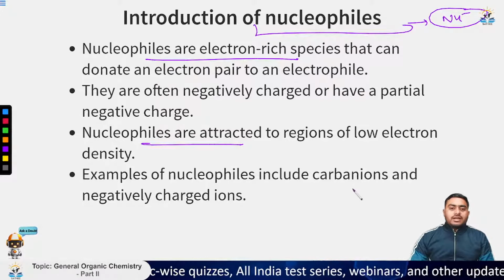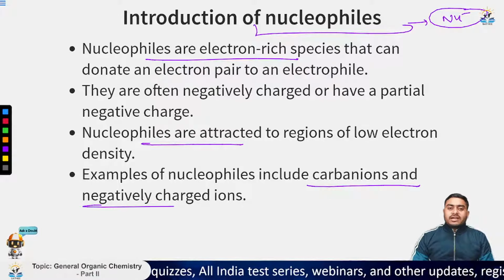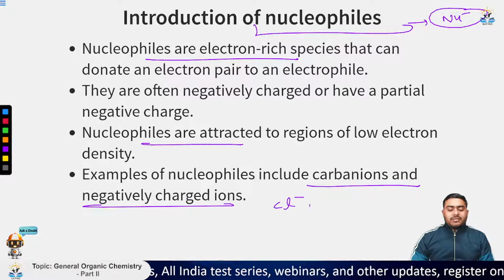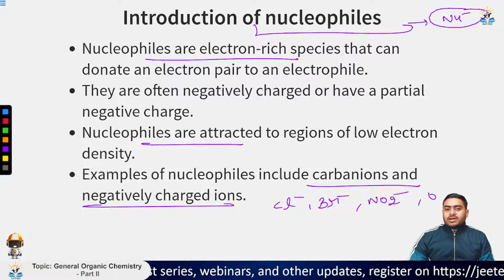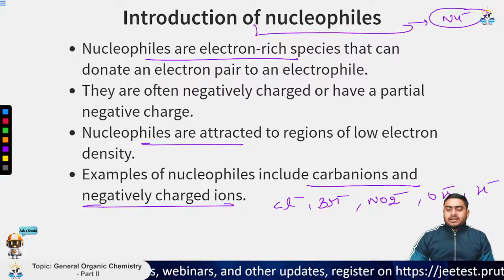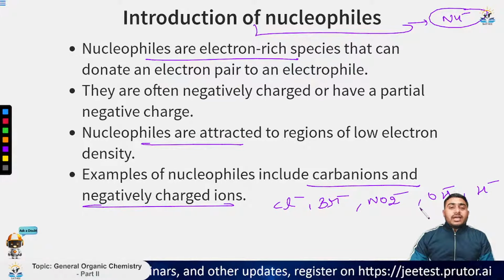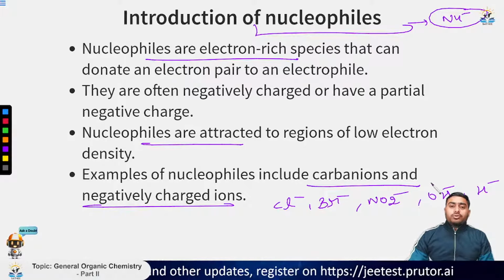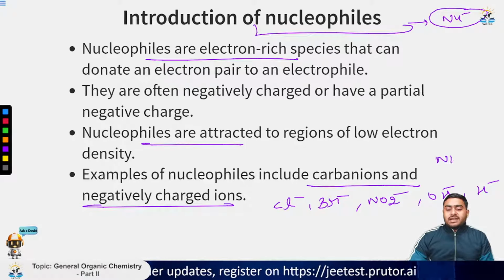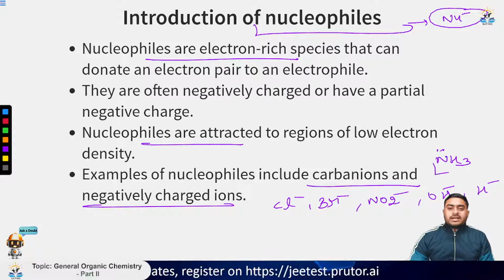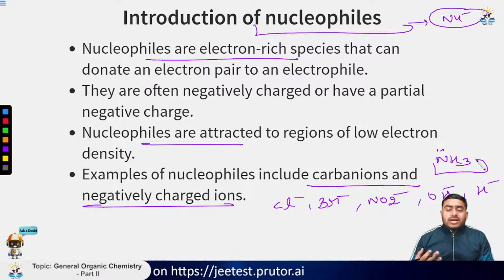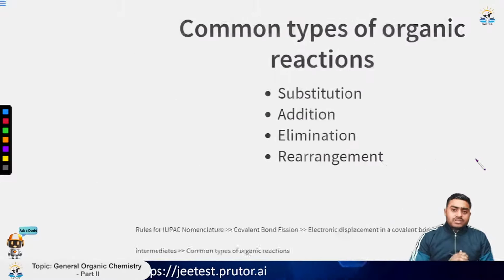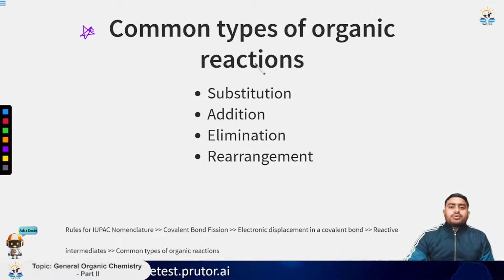Examples of nucleophiles include carbanions or negatively charged ions like Cl negative, Br negative, NO2 negative, OH negative, even H negative, etc. They are nucleophiles. They can be neutral as well if they have lone pairs like NH3. So lone pair containing species can also act as nucleophiles because they can donate electrons. They are electron rich actually. Let's move to some common types of organic reactions.